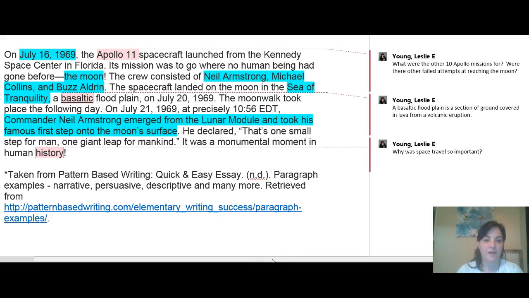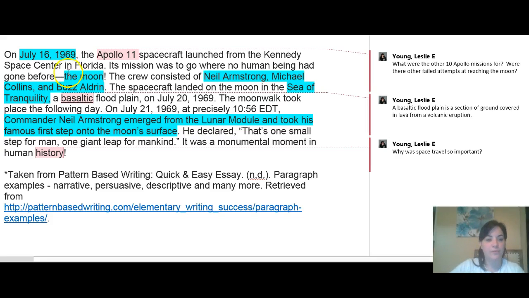Now that we've read the paragraph, let's look at an example of how somebody might highlight and annotate this. As you can see, we have a couple different notations as well as some highlighting and one underlined word. So here the highlights are July 16th, 1969, which is the date that the spacecraft launched from Kennedy Space Center. So obviously that's an important date somebody wants to remember.